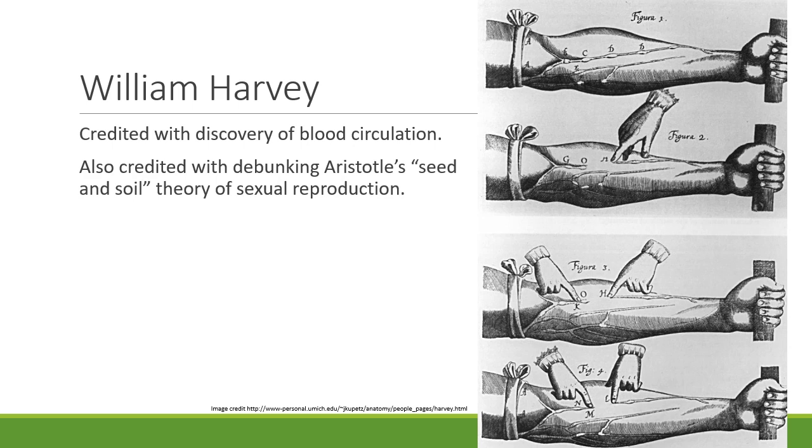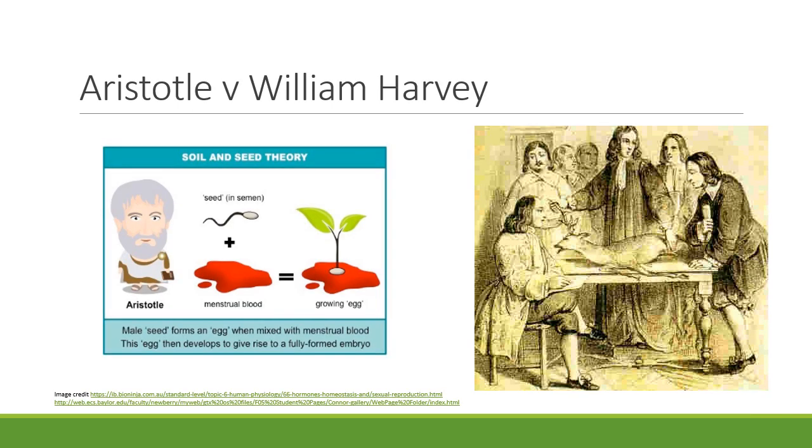So how do we know all this stuff about reproduction? It started with this guy, William Harvey. So remember that William Harvey was the guy who was like, I don't think the blood ebbs and flows. I think there's actually a circuit. And he did that by putting tourniquets on people and then cutting off their blood flow, which was really cool and interesting. Harvey is also credited with debunking Aristotle's seed and soil theory of sexual reproduction.